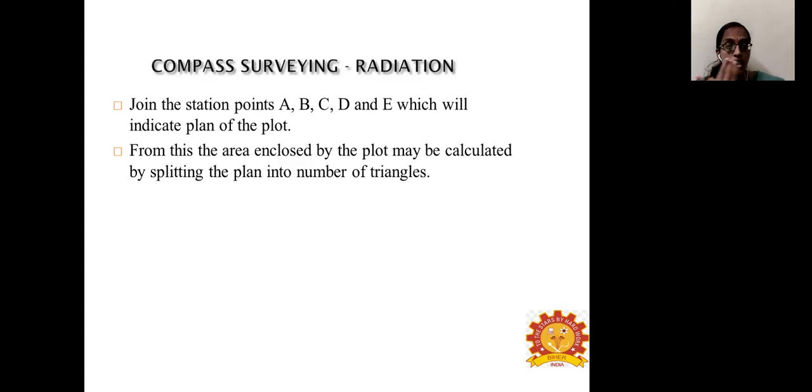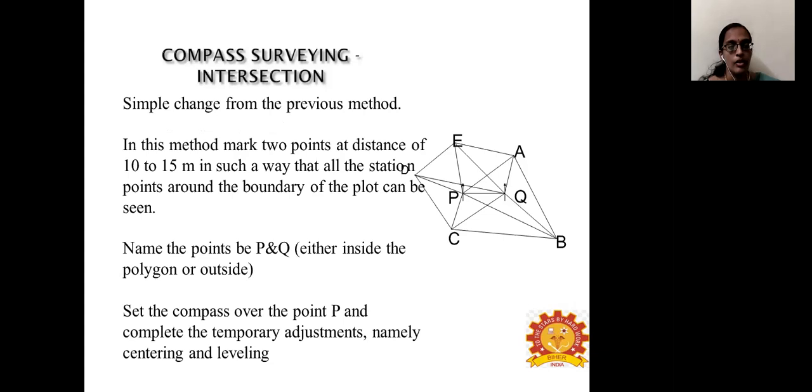Using the scale methods. And in the radiation method, we join the points A, D, E, C, which gives the plan of the plot. The area enclosed by the plot will then be split into a number of triangles.